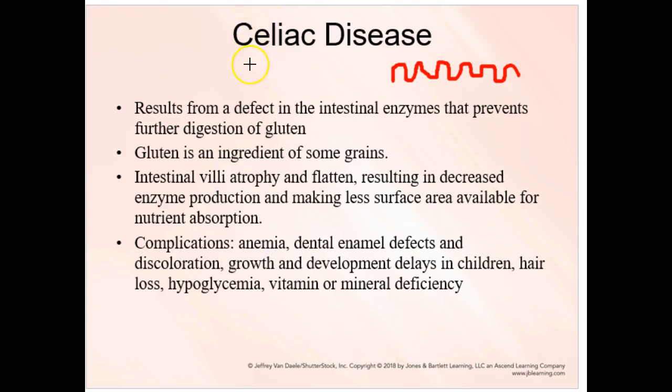Well, people with celiac disease, those villi get destroyed. So they are not able to absorb substances as well and or release the enzymes that they need to break down foodstuffs to be absorbed. So the signs and symptoms of this is the inability to absorb nutrients, growth and developmental delays, hair loss, hypoglycemia, vitamin mineral deficiency, anemia, dental defects, anything you could think of that would decrease their ability to absorb substances.